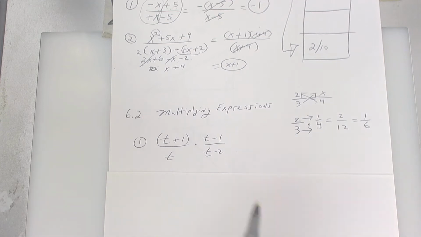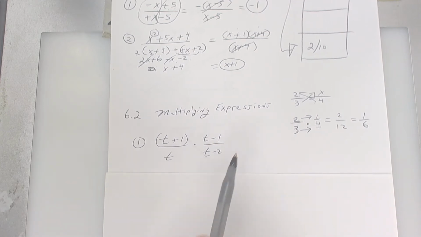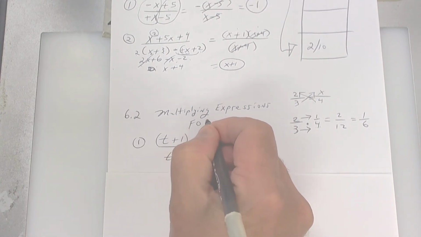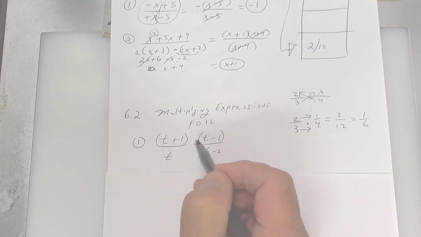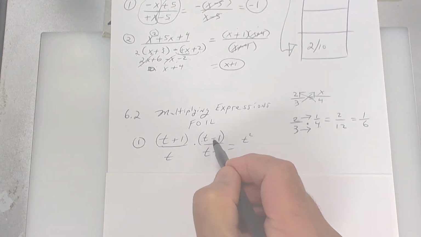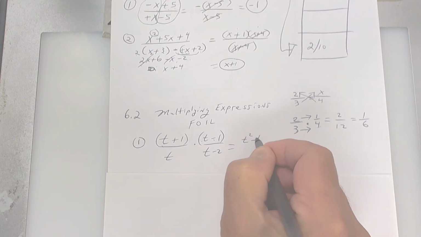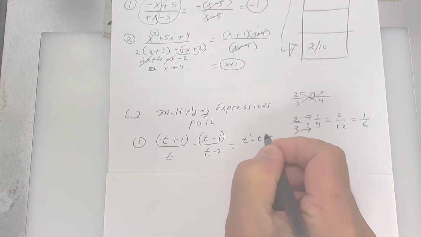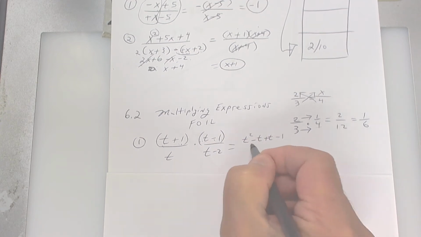Well, this right here, I can't reduce the x plus 1 with anything on the bottom, nor can I reduce this one. So what I'm going to do is FOIL. First, outer, inner, last. Remember that? So t times t is going to give me t squared. T times that -1 is a -t. And then I'm going to move to this one, which gives me a positive t. And then I'm going to move to this one, which gives me a -1.